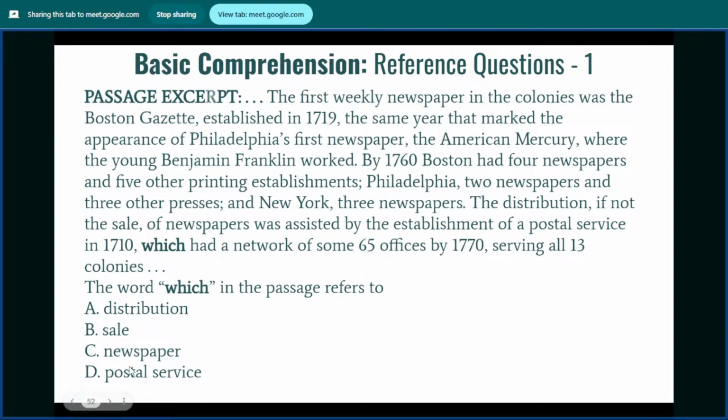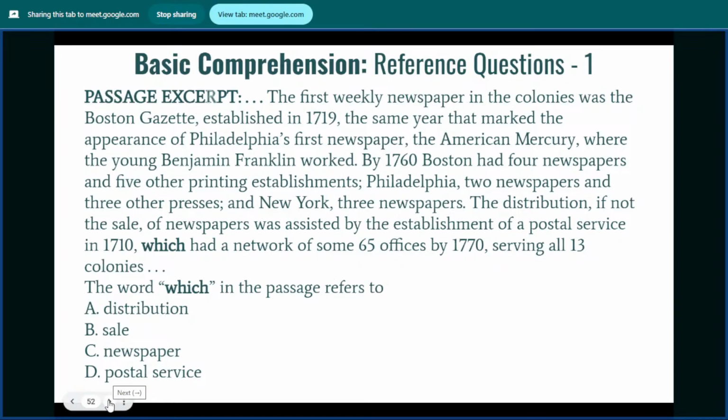So, what is the last option that we have? Postal service. Postal service had a network of some 65 offices by 1770. Yeah, it makes sense. Right? That's how you will try to get the answer. This question is supposed to be a bit difficult, but if you try to analyze the way I told you, it becomes easier. Clear?